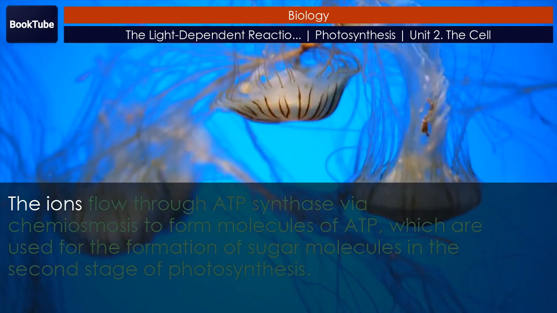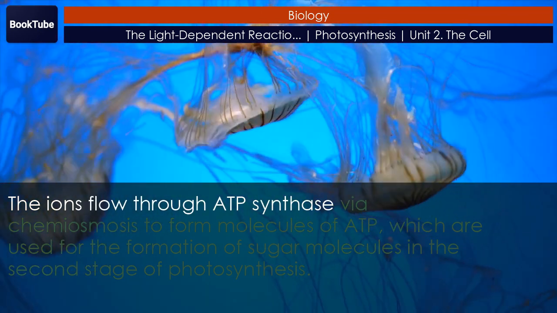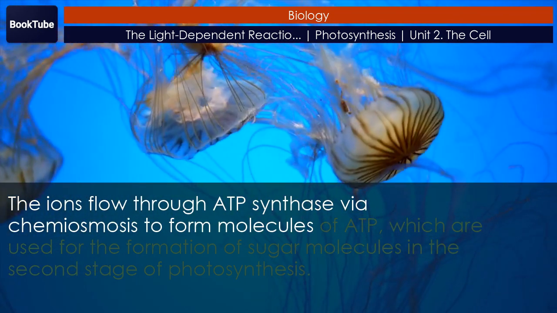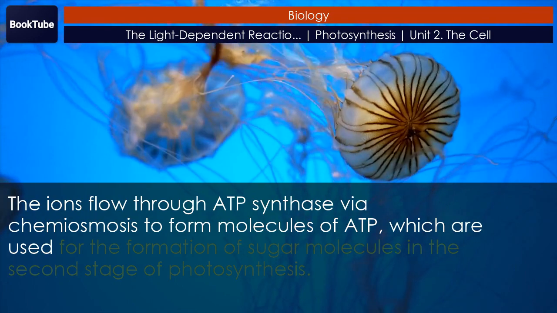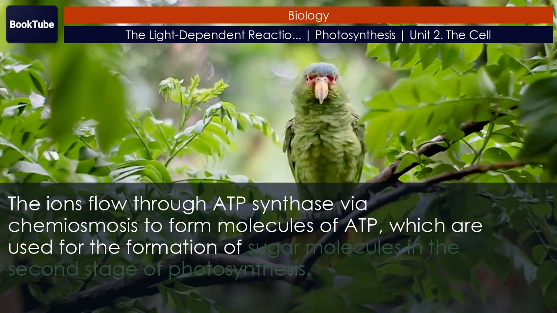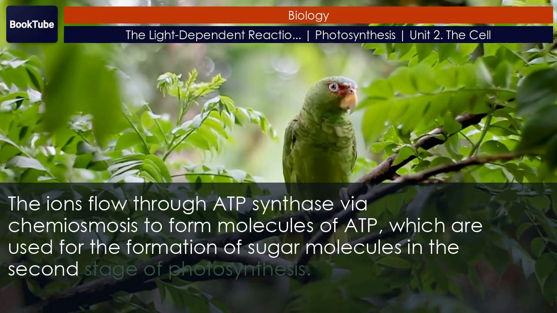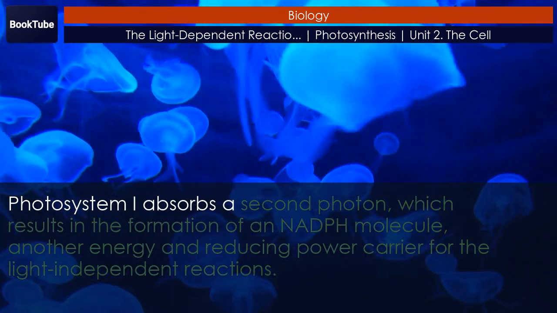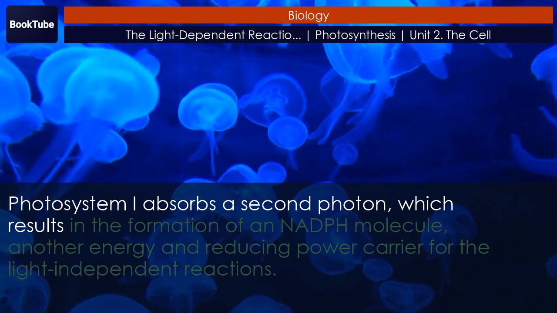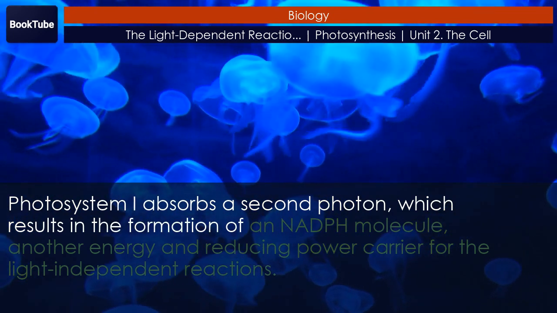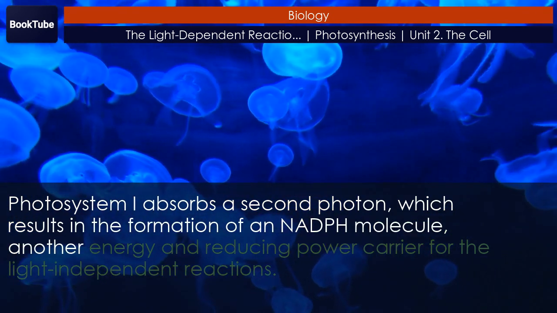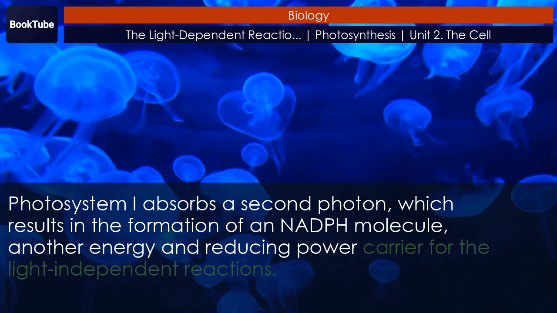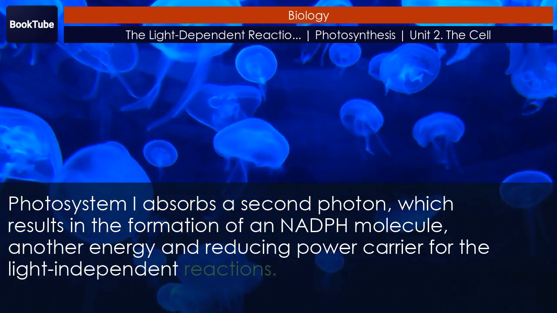The ions flow through ATP synthase via chemiosmosis to form molecules of ATP, which are used for the formation of sugar molecules in the second stage of photosynthesis. Photosystem I absorbs a second photon, which results in the formation of an NADPH molecule, another energy and reducing power carrier for the light-independent reactions.